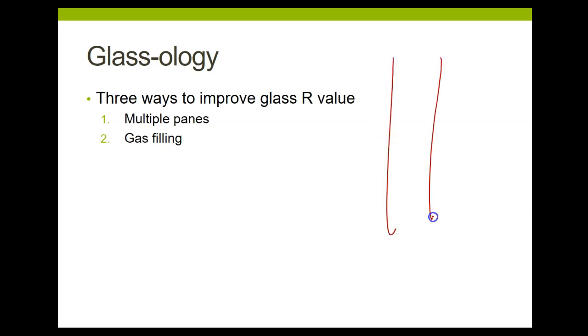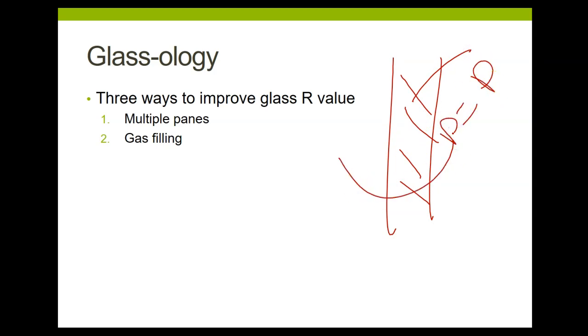Inside the pane, this is where you fill the gas, and you want the pressure here to equal the pressure in here. Whenever we have a high pressure difference, that's when you have a leak, because again, we said for us to have air migration, we need a pressure difference and an opening.